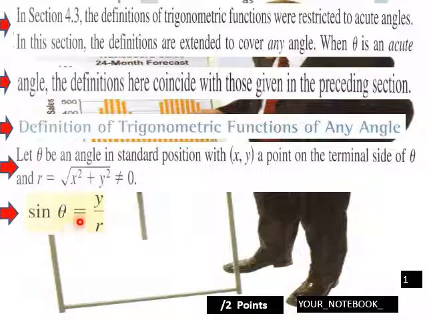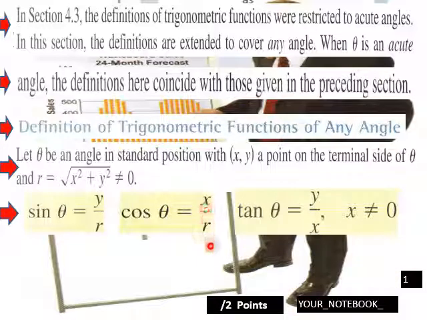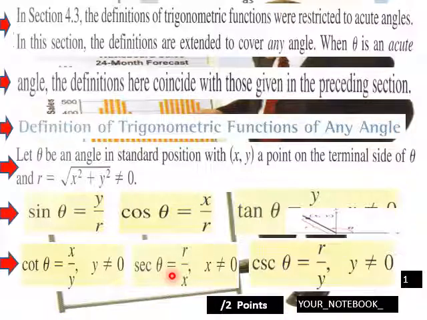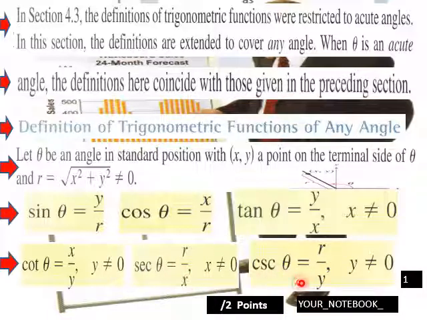So sine theta will be y over r, cosine will be x over r, tan theta will be y over x, cotan will be x over y, secant theta will be r over x, and then cosecant would be r over y.